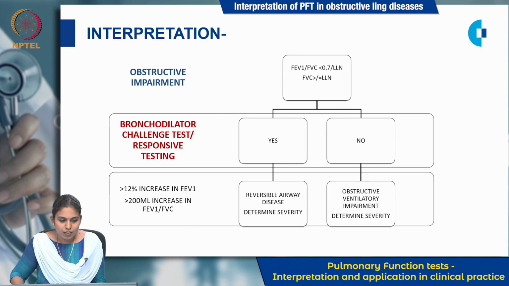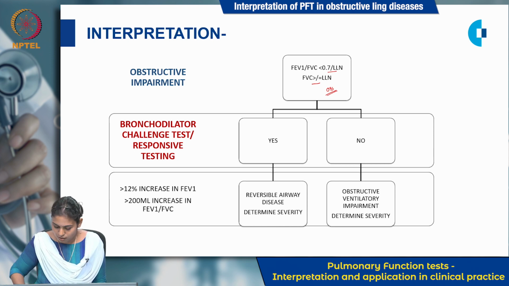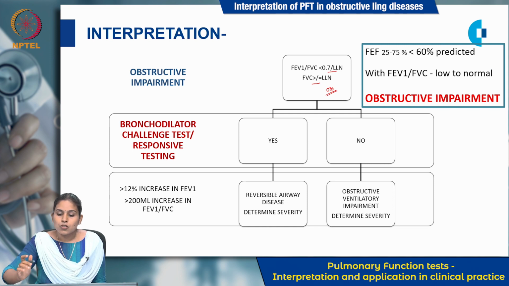Okay, so this is just a recall. If your FEV1 by FVC ratio is less than 0.7 or the lower limit of normal, and your FVC is more than or equal to the lower limit of normal or 80% of predicted, then we establish that the person is having an obstructive impairment. Then we subject them to bronchodilator testing, and after that we try to determine the severity regardless of whether reversibility is present or not.